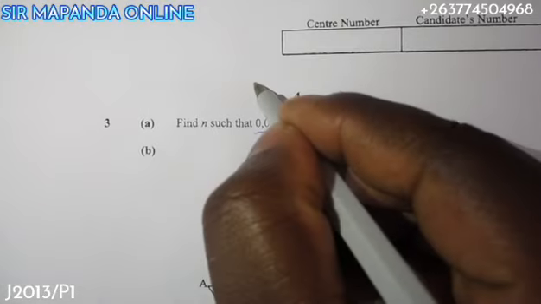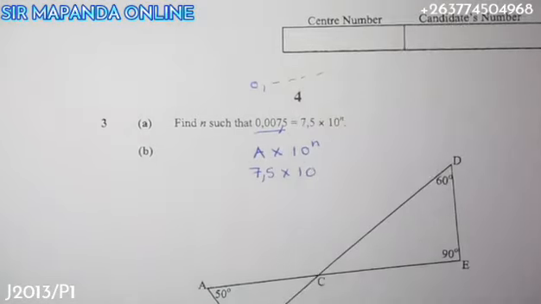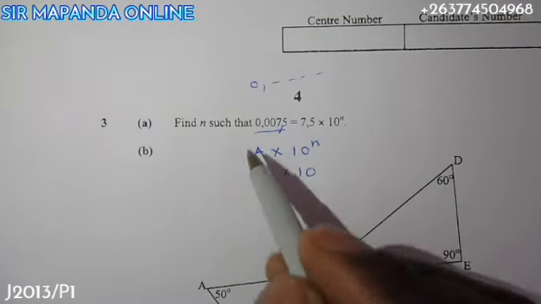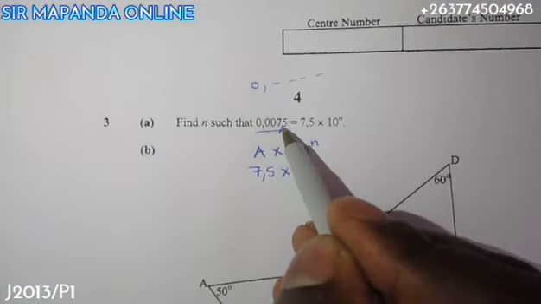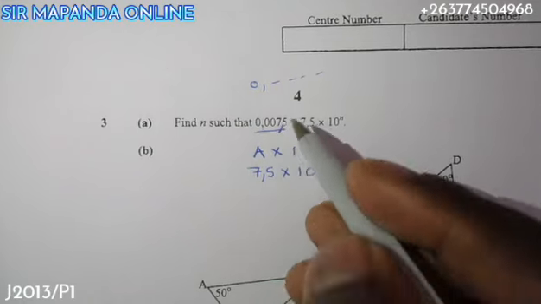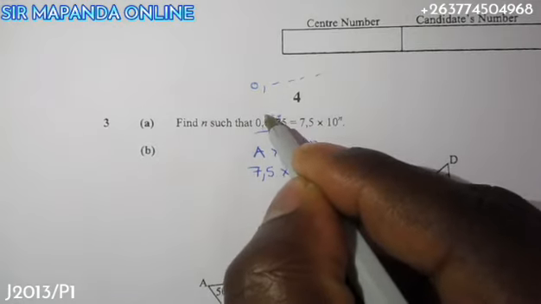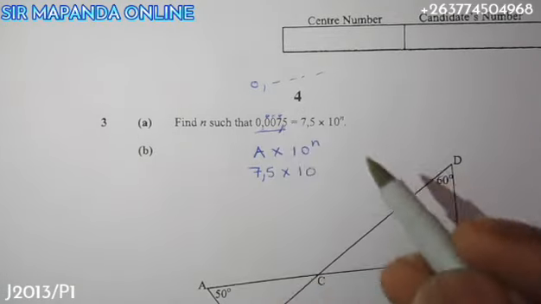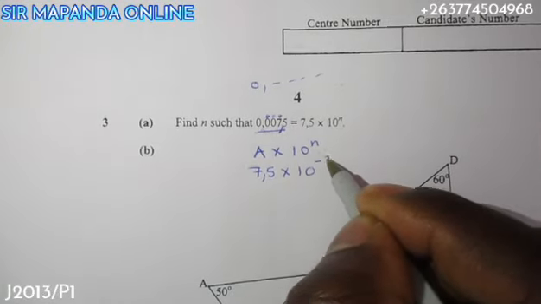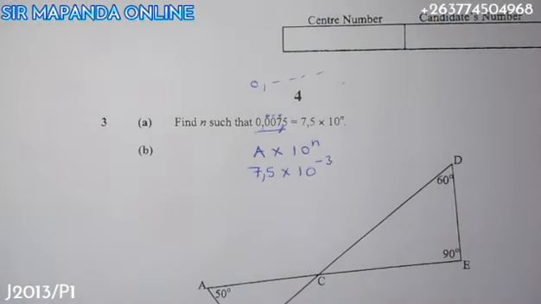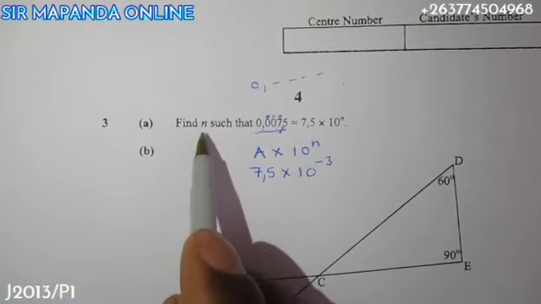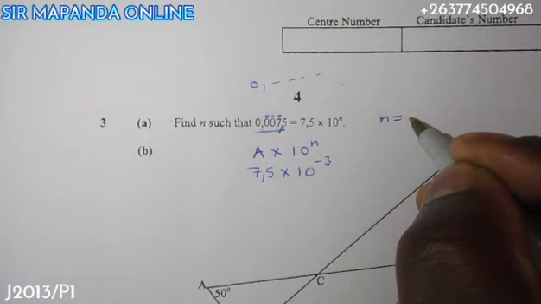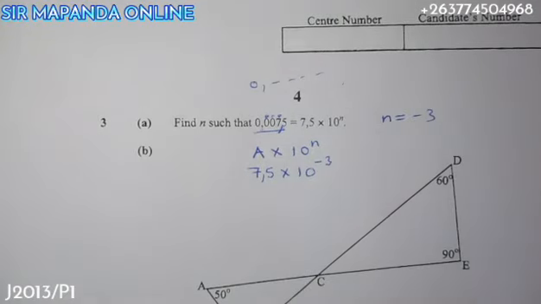So for numbers which start with 0, something, they have got a negative power. And for you to identify the power, you simply count the number of digits between this original comma and the comma that we have placed. How many digits do we have? 1, 2, 3. There are 3 numbers between the original comma and the placed comma. So our power is going to become minus 3. This is how you go about it. So what is the value of n? You simply say n is equal to minus 3.